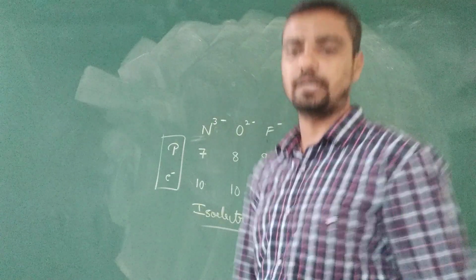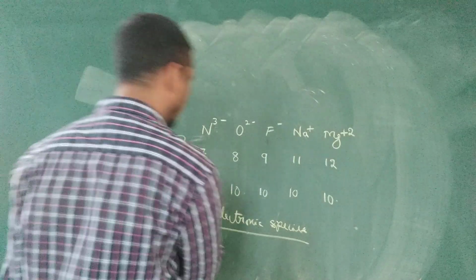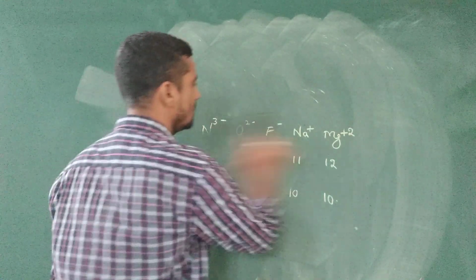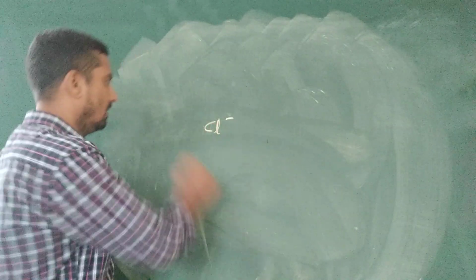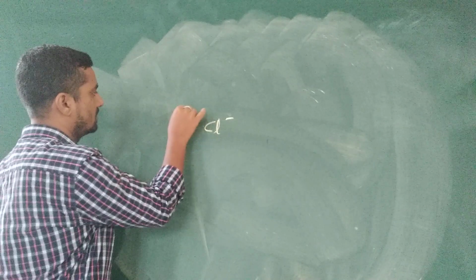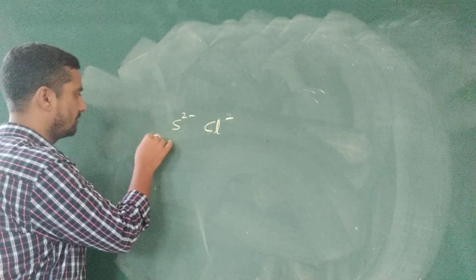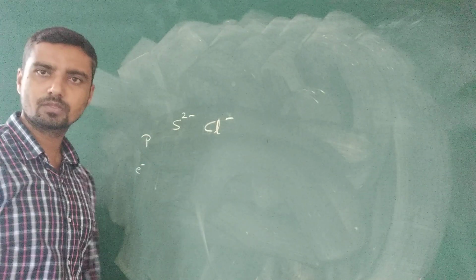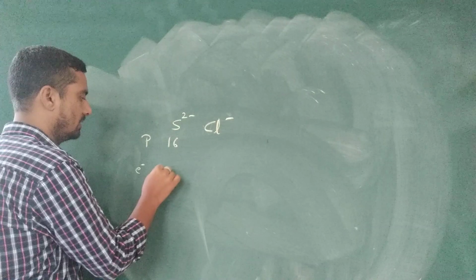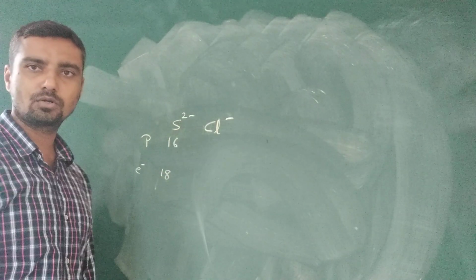I will give one more example. In competitive exams, they will ask about isoelectronic species. They will give some species and we have to find out whether they are isoelectronic species or not. In Karnataka CET and NEET exams they will ask. It's very important. For example, Cl minus. Before that, sulfur: in terms of protons and electrons, there will be 16 protons and here 18 electrons.